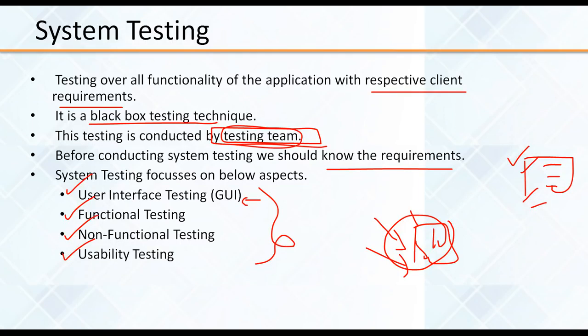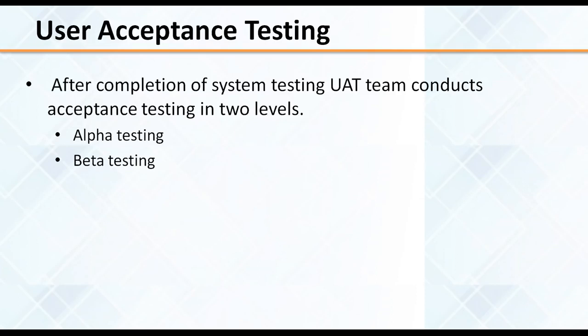Now the last phase is user acceptance testing. So this is the last level. What are the levels of testing we discussed? Unit testing, integration testing, and system testing. So this is user acceptance testing. This testing is conducted after completion of system testing, and it is conducted at two levels, alpha testing and beta testing.